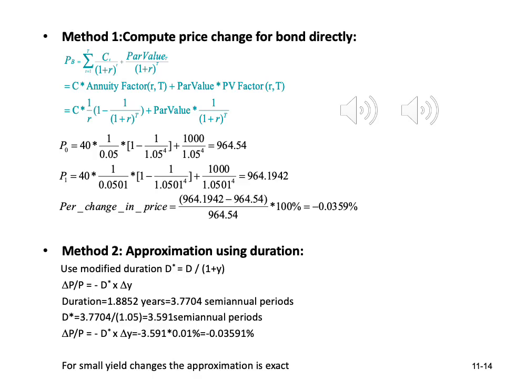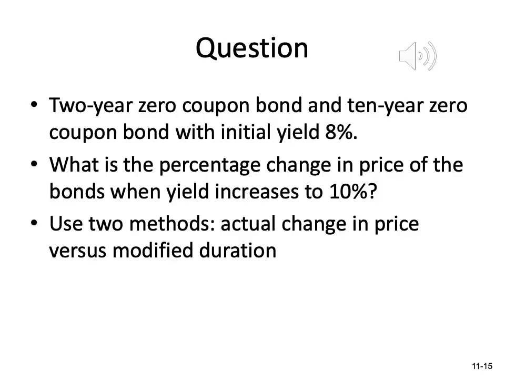So the change is 0.01%, which is calculated as 5.01% minus 5%. So the percentage change in the price according to this approximation using duration is negative 0.03591%. As you can see, the approximation using the duration is very close to the actual price change calculated in the first method. Now I want to show you another example.